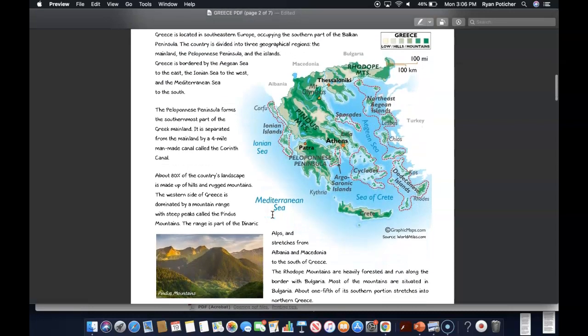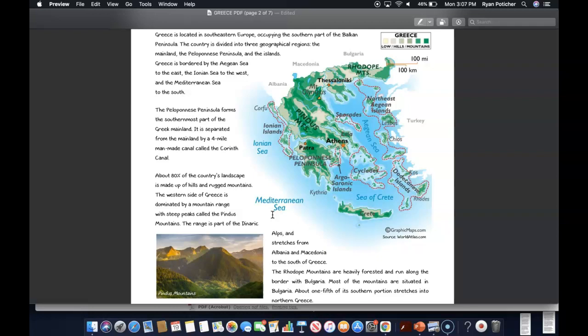Geography. Greece is located in southeastern Europe, occupying the southern part of the Balkan Peninsula. The country is divided into three geographical regions: the mainland, the Peloponnese Peninsula, and the islands. Greece is bordered by the Aegean Sea to the east, the Ionian Sea to the west, and the Mediterranean Sea to the south. The Peloponnese Peninsula forms the southernmost part of the Greek mainland. It is separated from the mainland by a 4-mile man-made canal called the Corinth Canal.